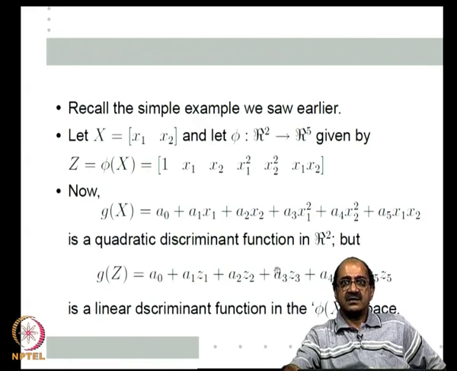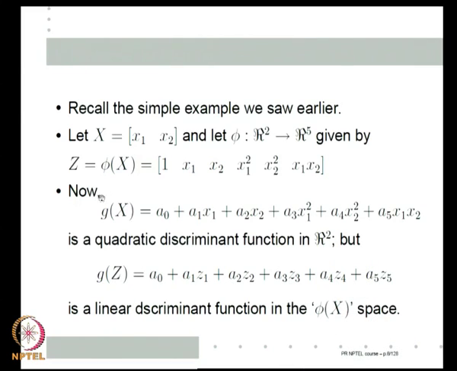On the other hand, if I take a function of the vector z, let us call the components of z z0, z1, z2, z3, z4, z5, right. So, essentially because of this 1, it is like an augmented feature vector in R5, okay. The rest of the feature vectors are R5, but I am doing an augmentation. So, we will call this z0, then z1, z2, z3, z4, z5. Then if I write g of z as a0 plus a1 z1 plus a2 z2 plus a3 z3 plus a4 z4 plus a5 z5, this is a linear discriminant function in the phi x space, right.